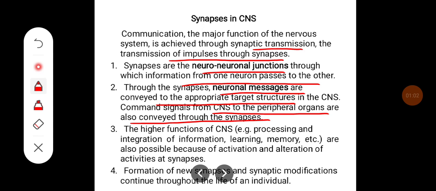Higher functions of CNS, that is processing, integration, information, learning, memory, are also possible because of the activation and alteration of activities at synapses. Formation of new synapses and synaptic modification continue throughout the life of an individual.